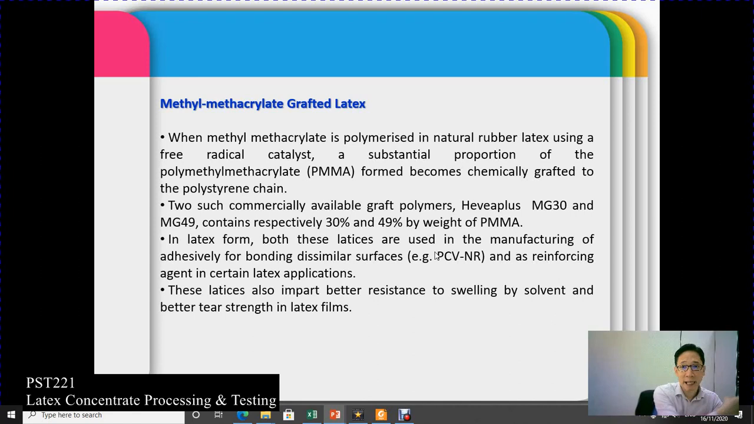For example, PVC and NR, okay, rubber and plastic material, maybe rubber and metal surface, so with grafted MMA on natural rubber, it will give a better adhesion between two surfaces. That's not all, because it also imparts better swelling resistance, because we know that natural rubber is not good in swelling resistance. However, the MMA improves it, and it will provide a better tear strength in the latex film itself. So that's why it is better to use as adhesive.